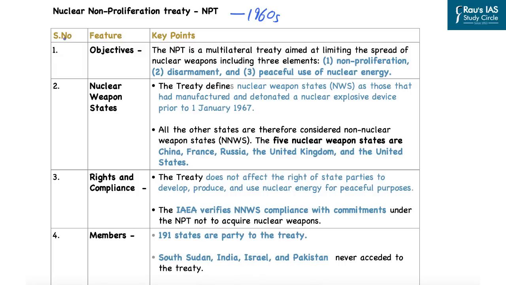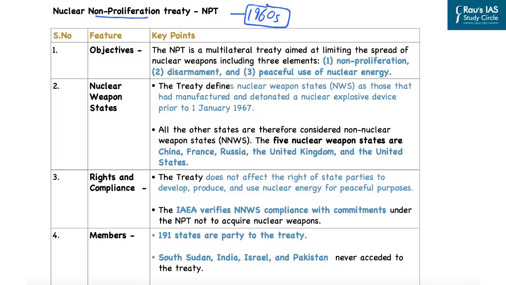Now, if you look at the features of the Nuclear Non-Proliferation Treaty, it was negotiated in 1960s. Now, this was the time when world had seen the devastation that was caused by the nuclear weapon that was used during the Second World War on two important cities of Japan, Hiroshima and Nagasaki. And that is why the nuclear powers at that point of time understood the importance of stopping the spread of nuclear weapons to other countries. And that is why they formulated a treaty that is known as the Nuclear Non-Proliferation Treaty.